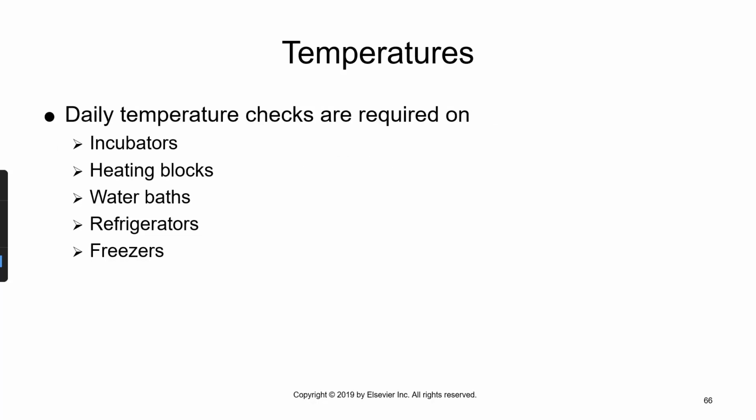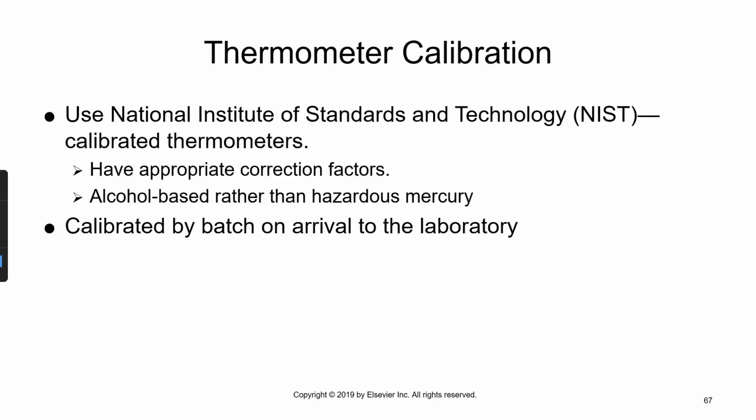Daily temperature checks are required on incubators, heating blocks, water baths, refrigerators, and freezers, and in the room in general. A lot of our rapid kits now, and this may be more covered in immunology and molecular diagnostics, require that the room be at a particular temperature. So if the room is too hot, the kit won't function properly. And vice versa, if it's too cold, the kit won't function properly. So having the room temperature checked is another one. Thermometer calibration.